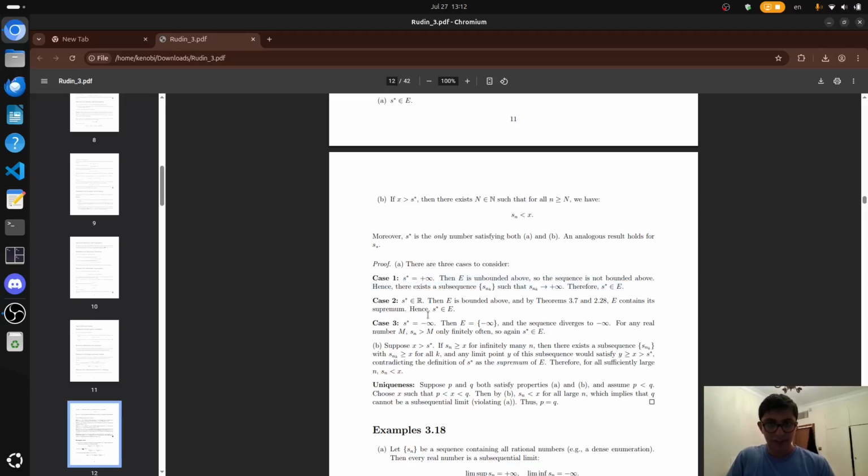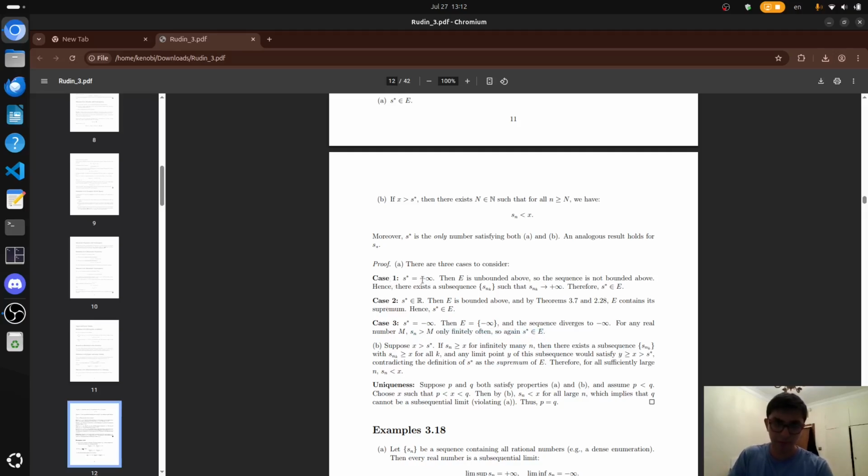And we really don't have anything to prove for these two cases, for S equals plus infinity and S equals negative infinity. Because for S equals negative infinity, that means there's no real points before it. So S of n is greater than M only infinitely often. So again, S star is in E.